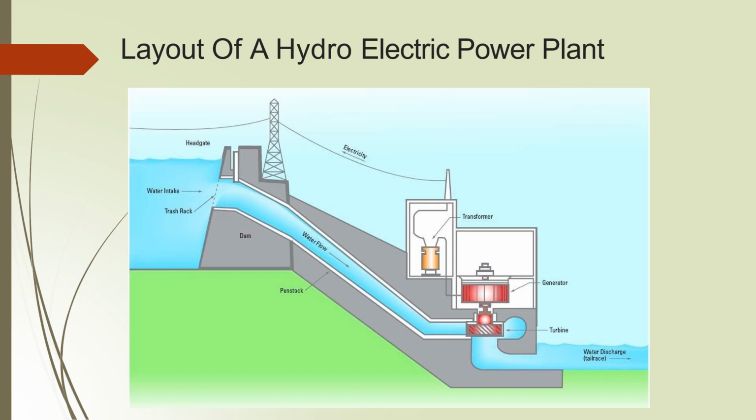That level is called the tail race. At the top is the head race, and at the bottom of the turbine is the tail race. This is a general layout of a hydroelectric power plant.